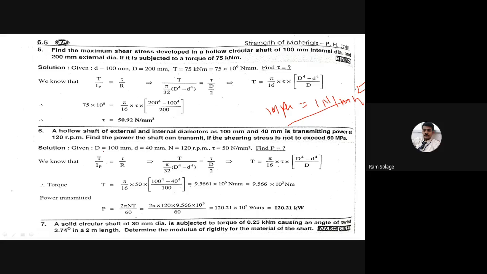So write down the given data. For hollow shaft, outer diameter is 100 mm, inner diameter is 40 mm, RPM is given, tau is given. Now use this formula, torque transmitted in hollow shaft: T is equal to pi by 16 into tau into (D raised to 4 minus small d raised to 4) divided by capital D. With this formula, we will calculate the value of capital T. Find out the value of capital T by using this formula.